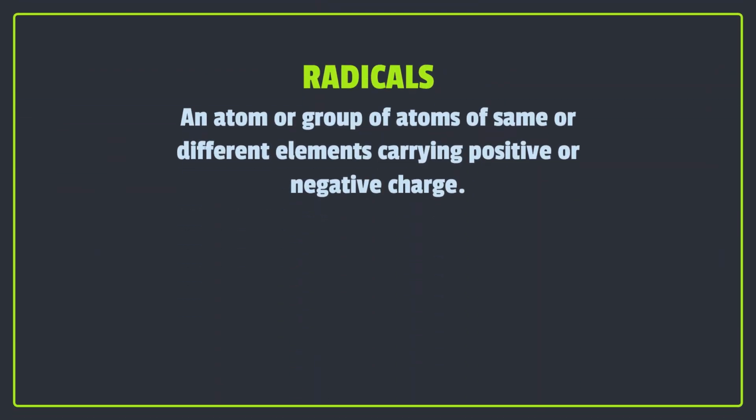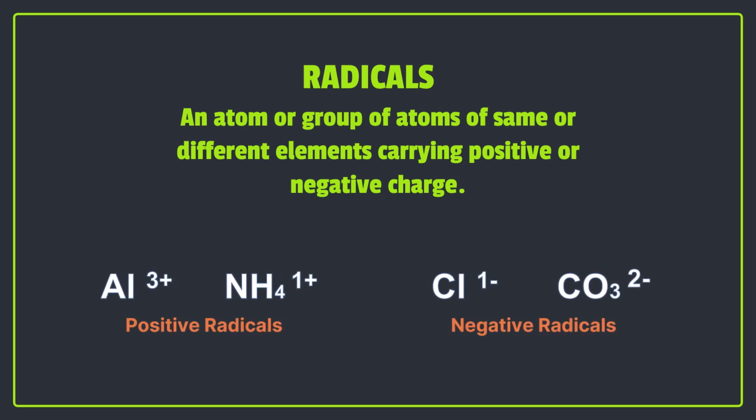So let's talk about radicals now. What is a radical? An atom or a group of atoms of the same or a different element carrying positive or negative charge. There are two kinds of radicals, positive and negative. Positive radicals have a positive charge in them, and negative radicals have a negative charge in them.